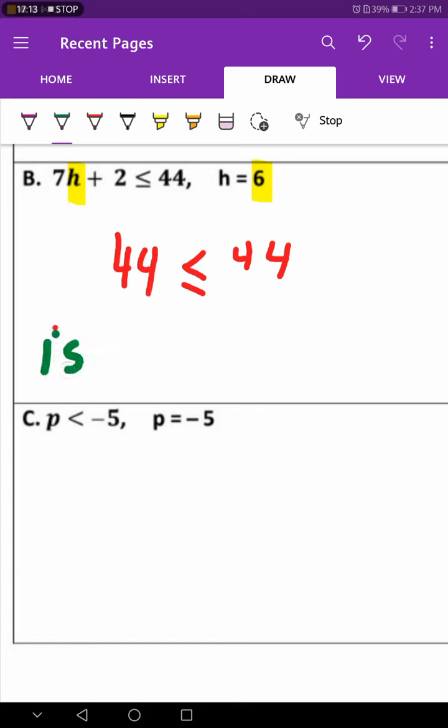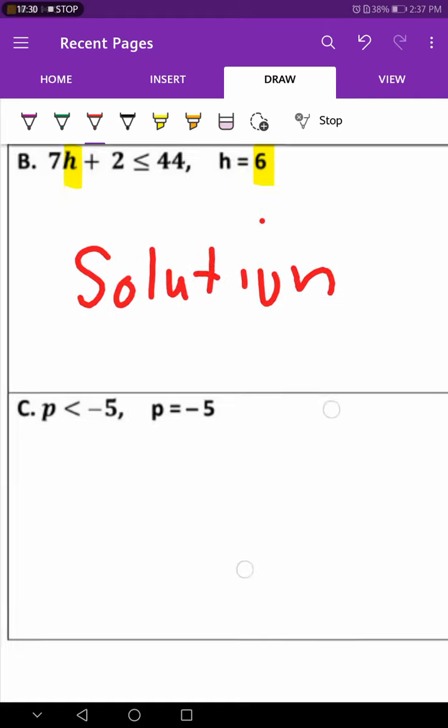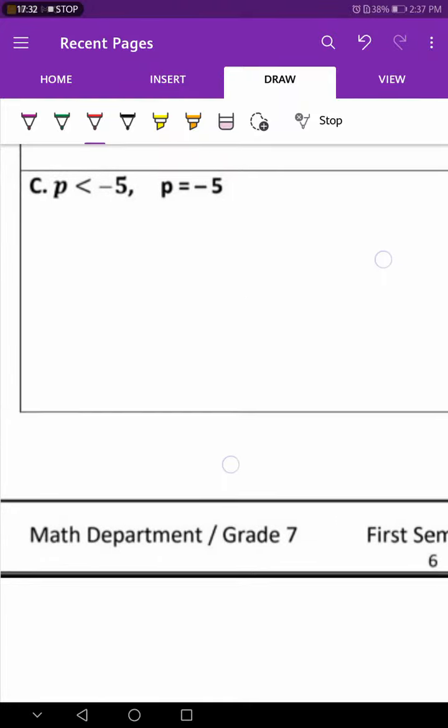Now you put "is" here. Now read it. Is 44 less than or equal to 44? Yes, because we have the equal sign here. So h equals 6 is a solution also. Okay, my boy? Now the last one without any help, Ryan.